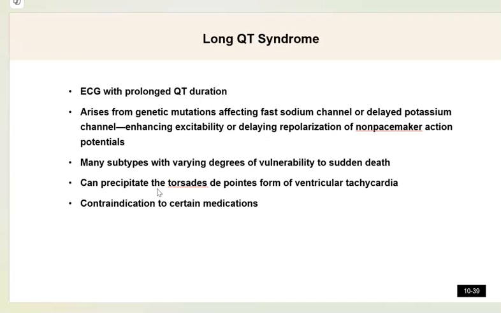The long QT syndrome is when a genetic mutation affects the fast sodium channel or delayed potassium channel, and this causes enhancing excitability or delayed repolarization of the non-pacemaker action potentials. So that's a problem. The prolonged QT can lead to a type of life-threatening polymorphic VT called torsades de pointes. The various gene mutations with this autosomal dominant and recessive pattern can result in the long QT syndrome.